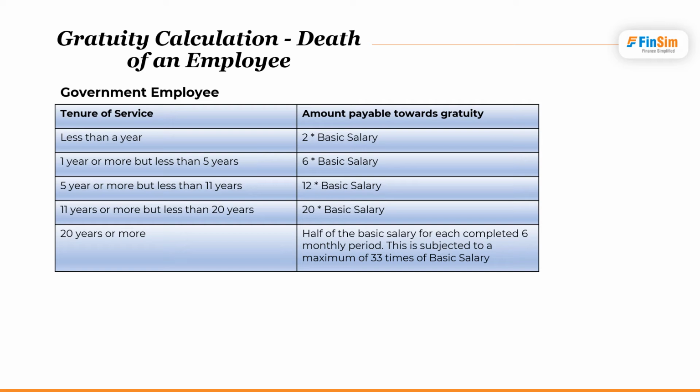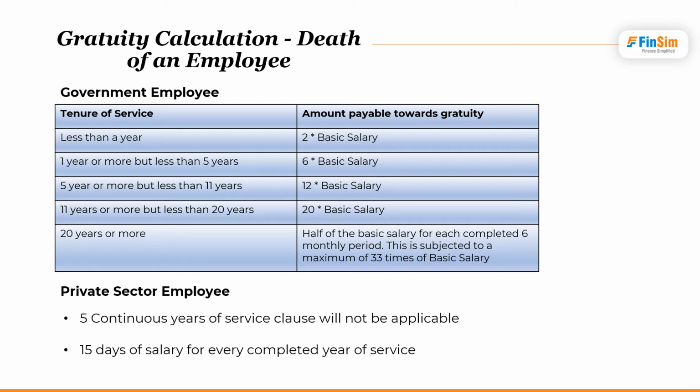If the service rendered is more than 11 years but less than 20 years, 20 times of basic salary will be paid to the nominee. If the service rendered is more than 20 years, then half of the basic salary for each completed 6 monthly period. This is subject to a maximum of 33 times of basic salary. In case of death of a private sector employee, 5 continuous years of service clause will not be applicable. Gratuity will be calculated as 15 days of salary for every completed year of service.